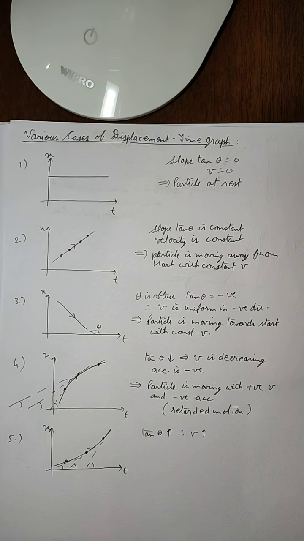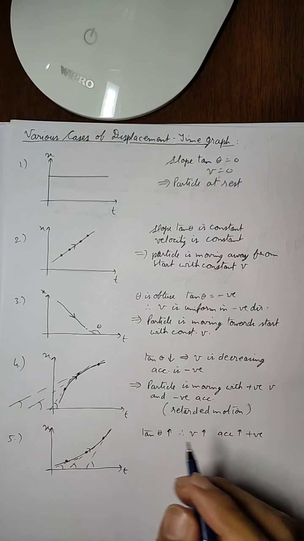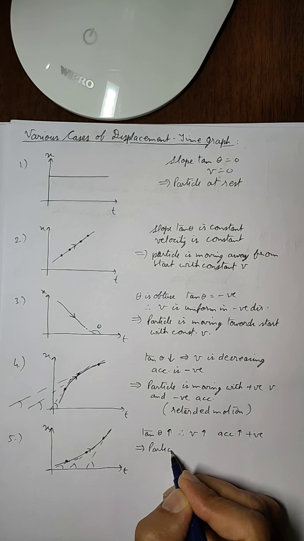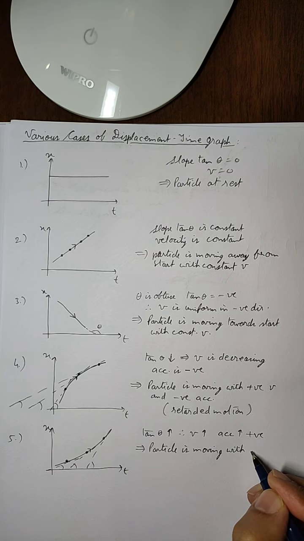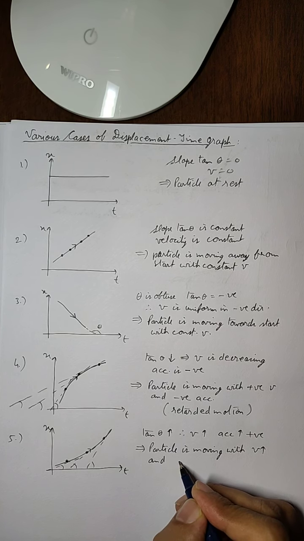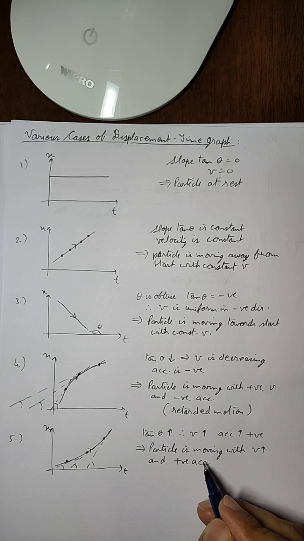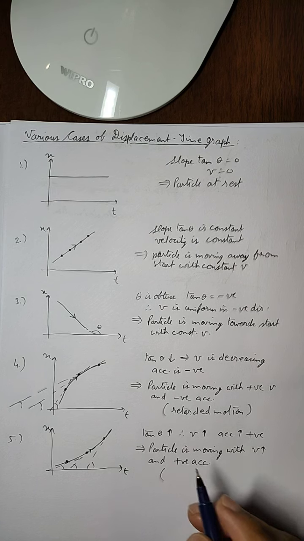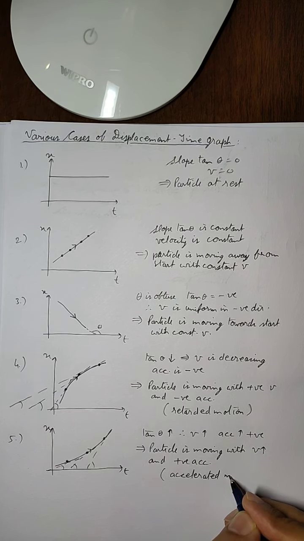And when does the velocity increase? It increases when there is an acceleration in positive direction. So we can say that there is an acceleration in positive direction. So for such kind of motion, we can say that the particle is moving with increasing velocity and positive acceleration. Since both velocity and acceleration are of the same sign, both of them are positive, we can say that such kind of motion is accelerated motion.